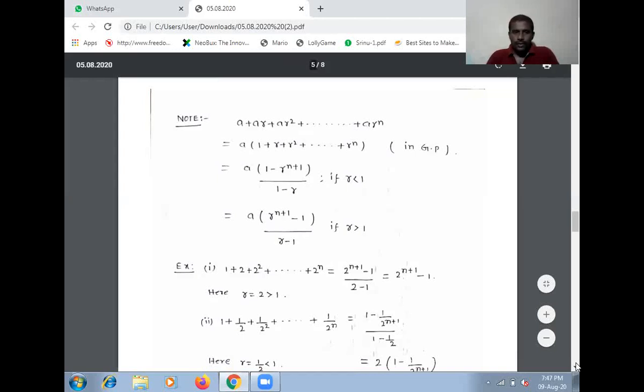So A of 1 plus R plus R square plus and so on R to the power of n is in the form of a GP series. So what is the formula here? If R less than 1 and if R greater than 1, we have two formulas.